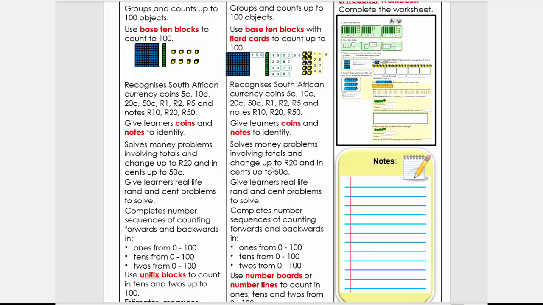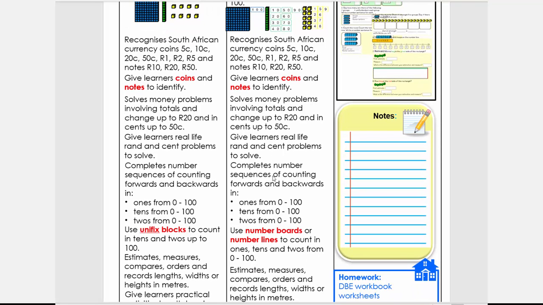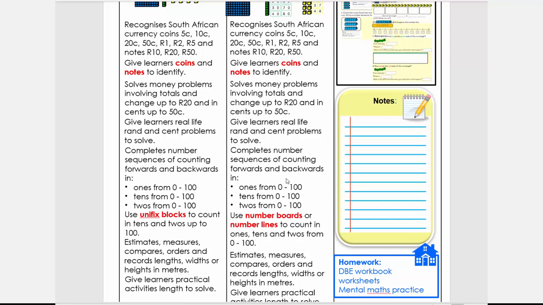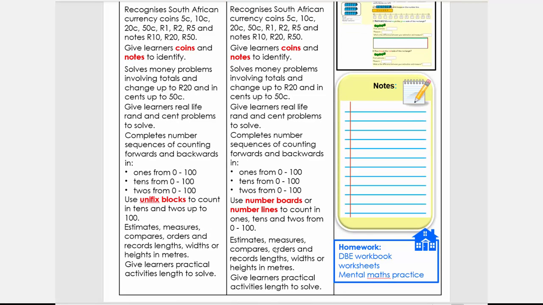Then what we're going to do is we're going to solve some money problems. You will find those in your worksheets. Then again is, remember our counting forwards and backwards. You can use your number boards again, where we're going to count in ones, tens, and twos. Remember, practice makes perfect. And then we're going to estimate, and the focus is then on length.